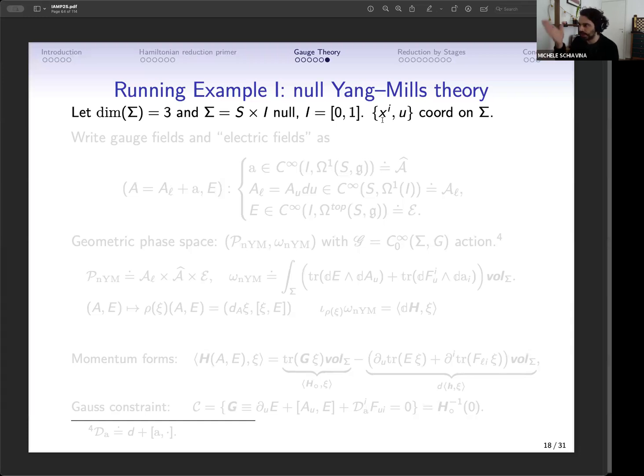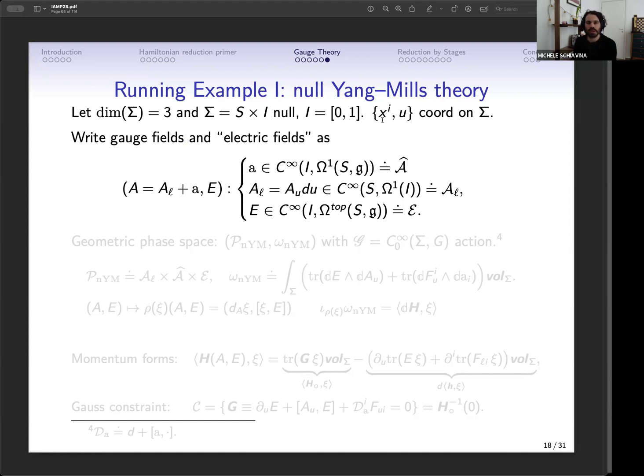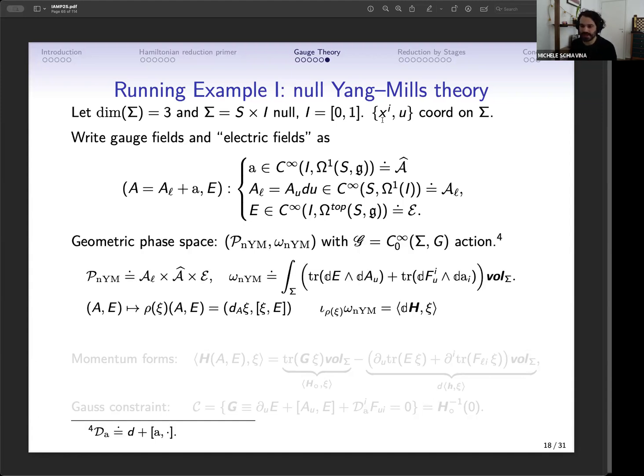So this is null because we're thinking of sigma as a null hypersurface inside Minkowski space, for example. Okay, so I have a way to write the gauge field and the electric fields using this decomposition of sigma into an interval piece and something else. And I can write down the geometric phase space, which is induced by Yang-Mills theory in the Lorentzian manifold, as the following data. So this is the manifold defined here with this symplectic form. You can check that this is actually symplectic.